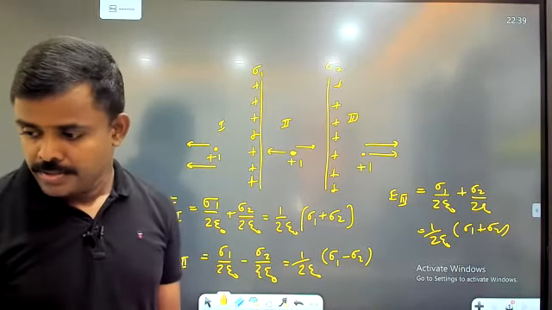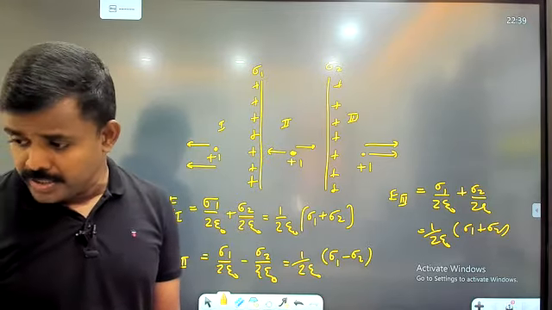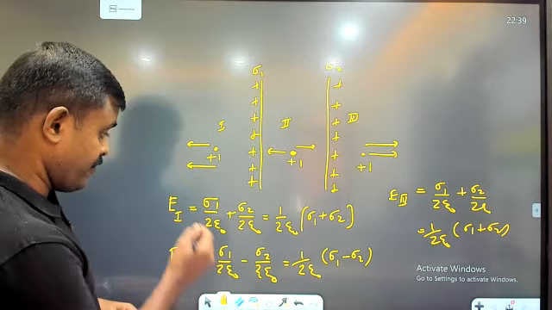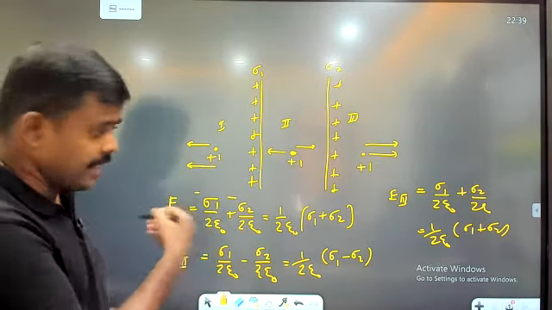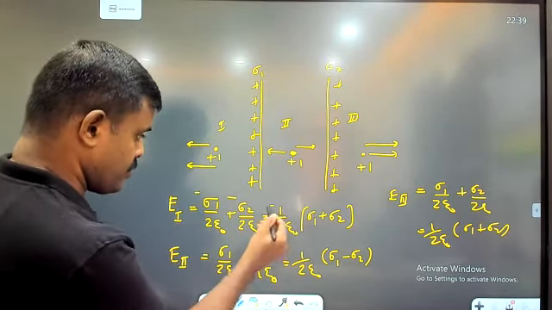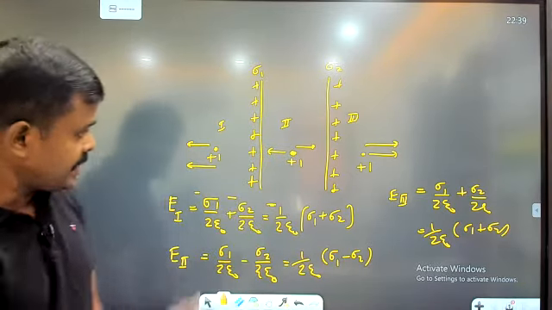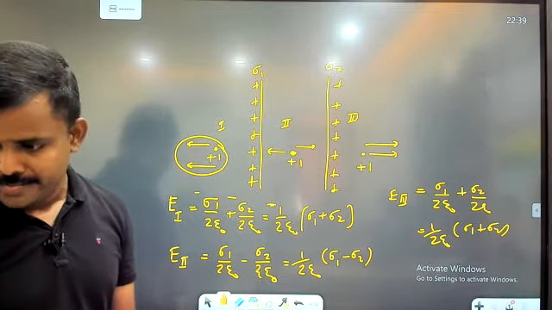Understood? Sign in region number 1, both are to the left. I forgot to put negative. These are both negative, no? They are to the left. To the left is to be taken negative, to the right is positive. I'm sorry. In region number 1, both are to the left, so both are to be put negative. Thanks for that.